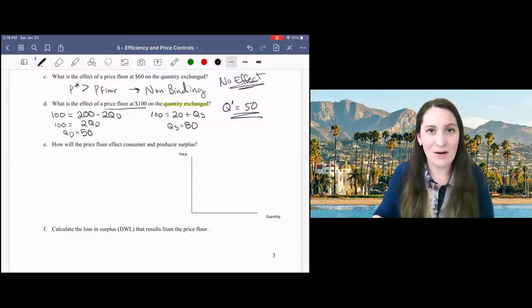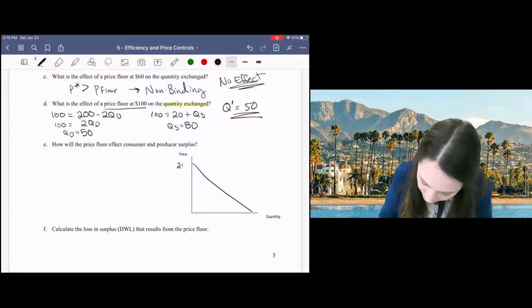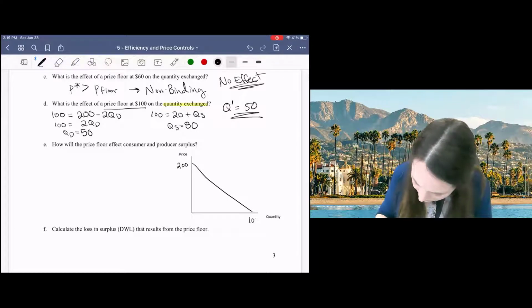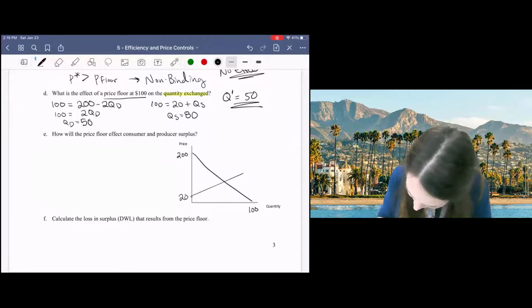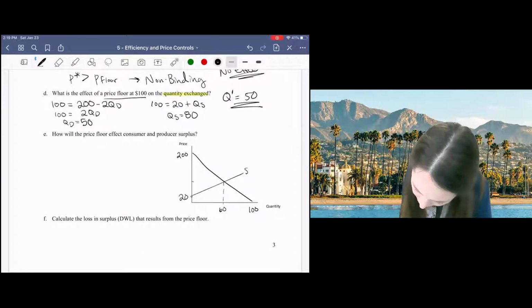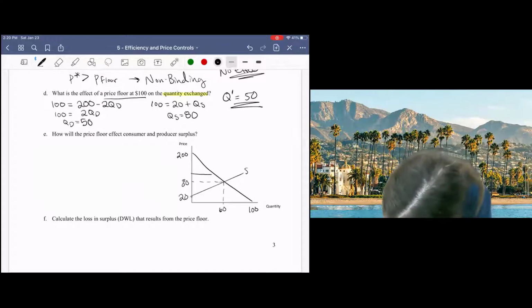Now let's put on our graph the effect of the price floor and evaluate how surplus or different groups within society are affected. All right, so I'm just going to recreate our graph. The equilibrium was quantity of 60, price of 80. But our price floor is set at 100.